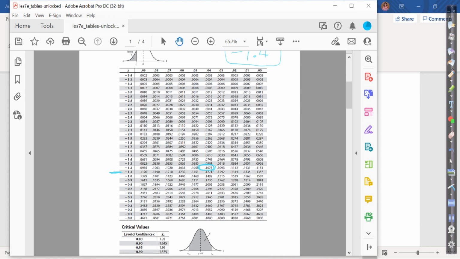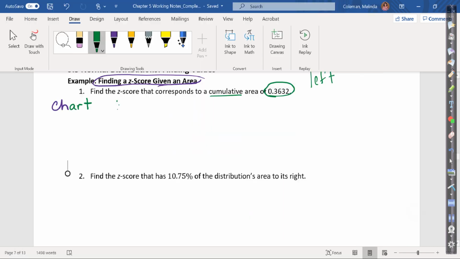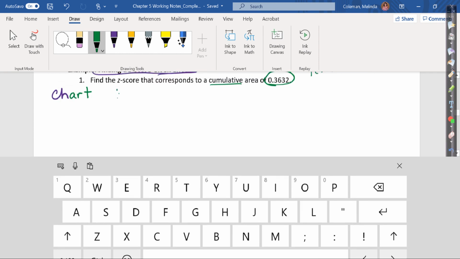So 0.3632. 0.3632 is this value right here, which corresponds to negative 0.3, go up, 5. So from the chart, it's going to be negative 0.35. And that is your z-score.